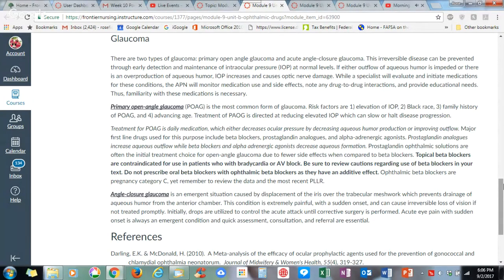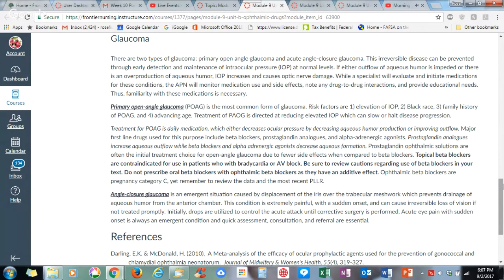Primary open-angle glaucoma, POAG, is the most common form of glaucoma. Risk factors are: one, elevation of intraocular pressure; two, Black race; three, family history of primary open-angle glaucoma; and four, advancing age. Treatment of POAG is directed at reducing elevated intraocular pressure, which can slow or halt disease progression.